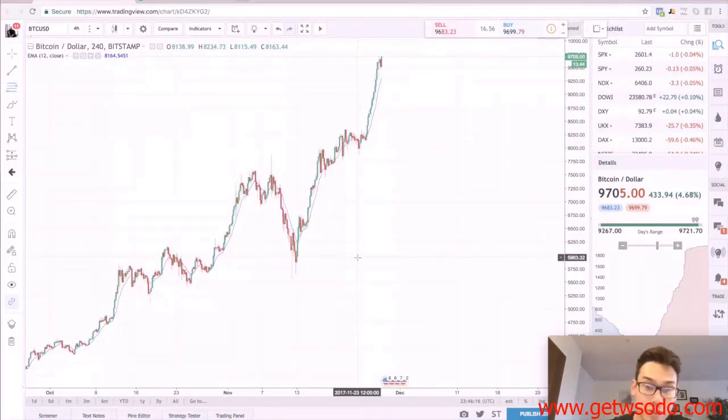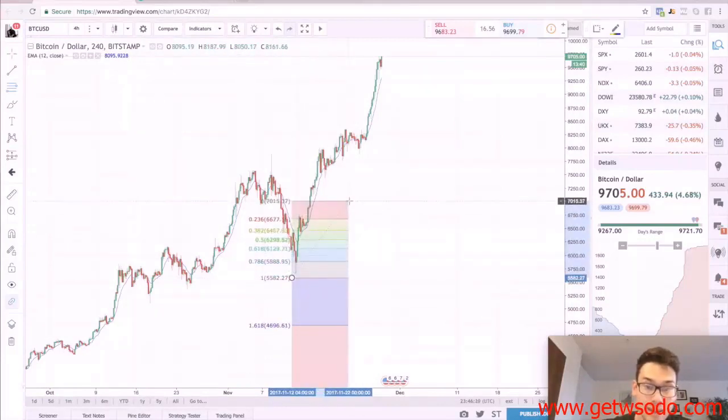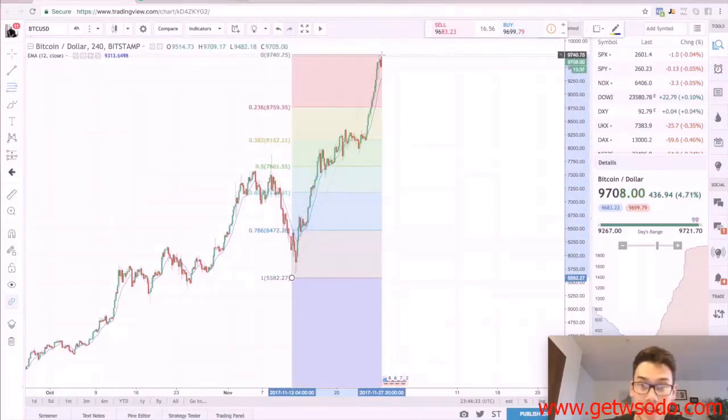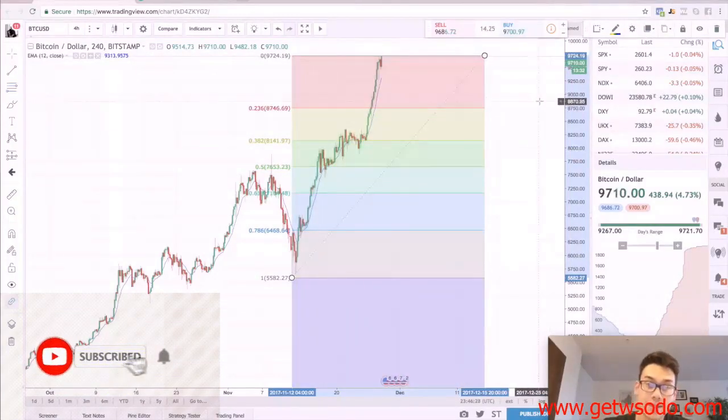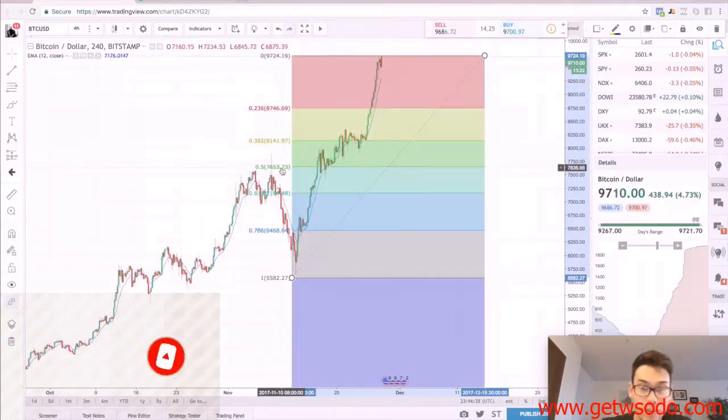So what you're going to want to do is pick the lowest point, the last low, and the most recent high right here, okay? And I could extend this out, and this is going to show you the price levels that Bitcoin is going to be trading at. Most likely it will trade within these channels, and when it crosses down to the next channel, you can use this price target as an entry point or an exit.